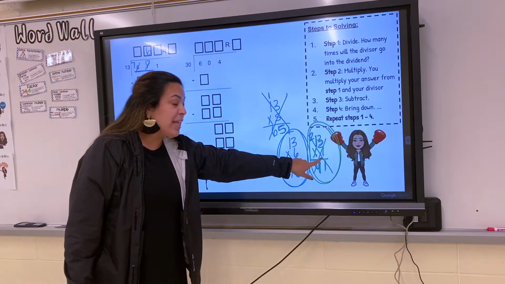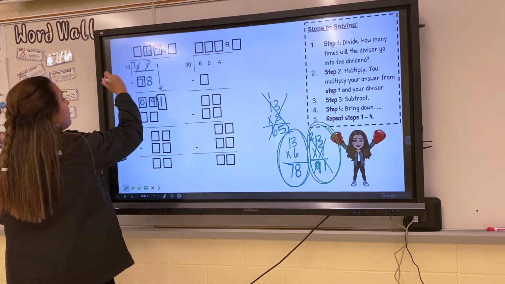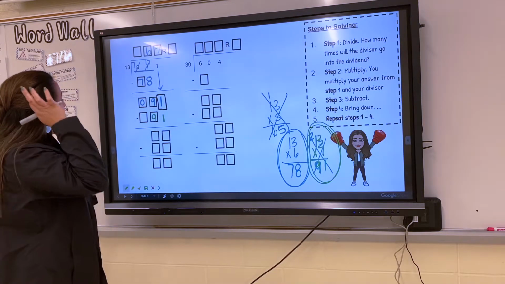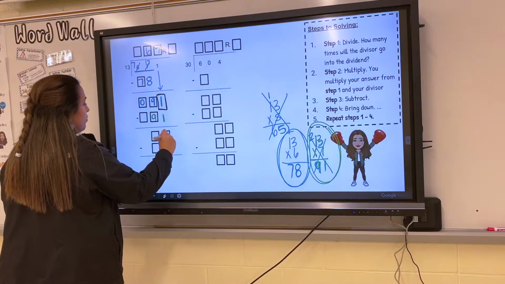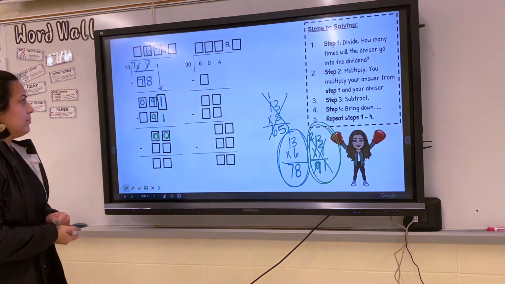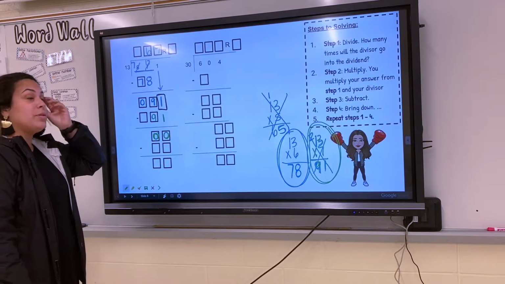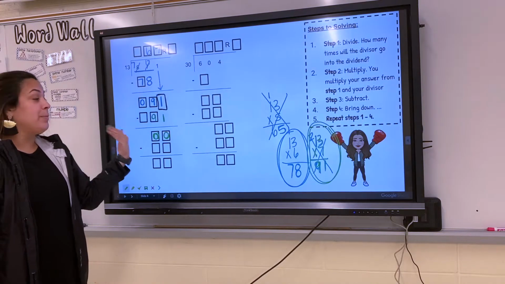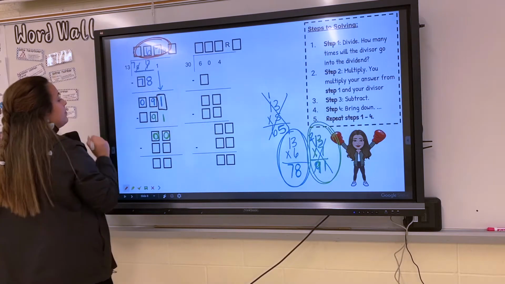How many times? That's a 7, it goes in 7 times. So I'll put a 7 up top. 7 times 13 is 91. And now I'm going to subtract. 1 minus 1 is 0. 9 minus 9 is also 0. I don't have any other numbers, so I'm done solving. And I don't have to write a remainder because I zeroed out. So our answer is 67.